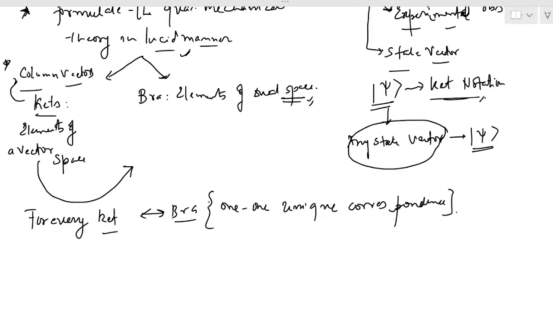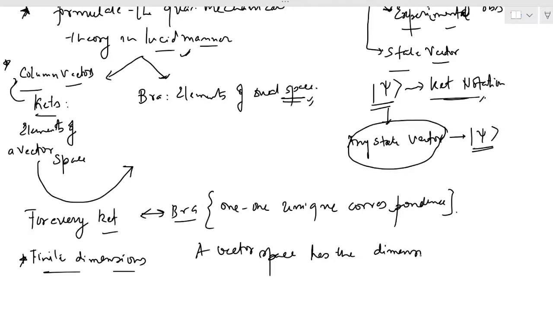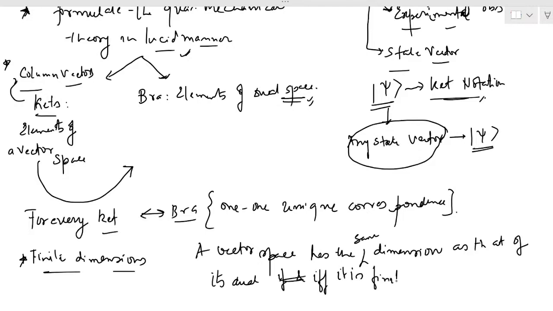Remember that right now we are talking about finite dimensions only. Till now we have not covered infinite dimensions. There is an important theorem which suggests that a vector space, and I'm talking of finite dimension, has the same dimension as that of its dual if and only if it is finite dimensional. Only if it is finite dimensional will it make sense to compare the dimension of the vector space and the dimension of the dual space.